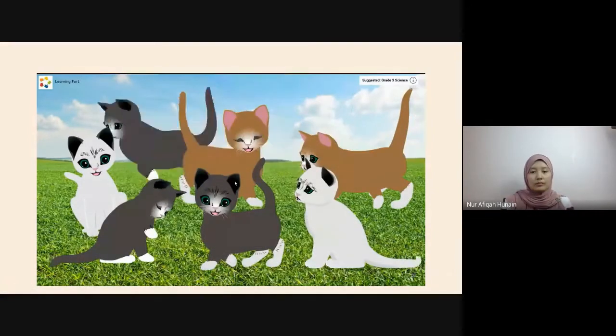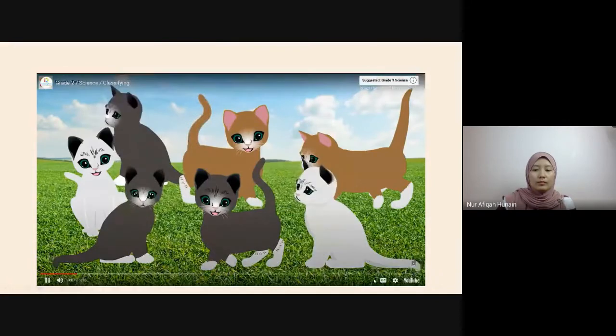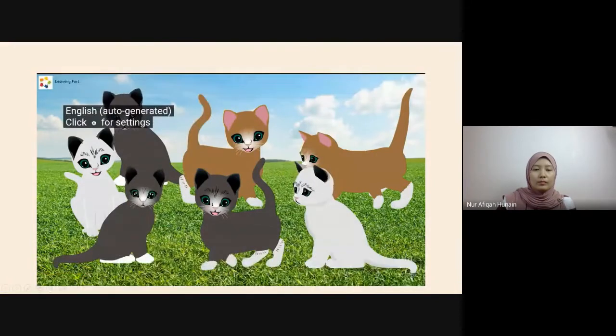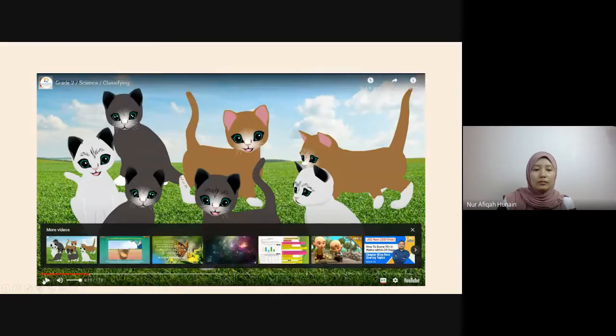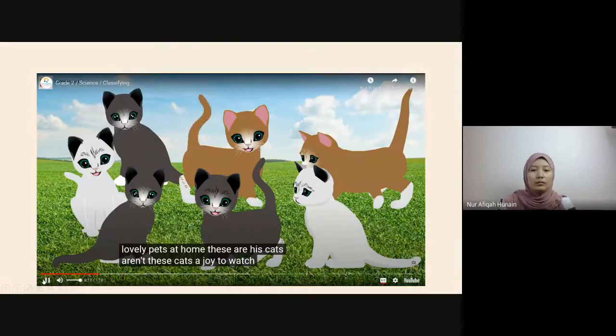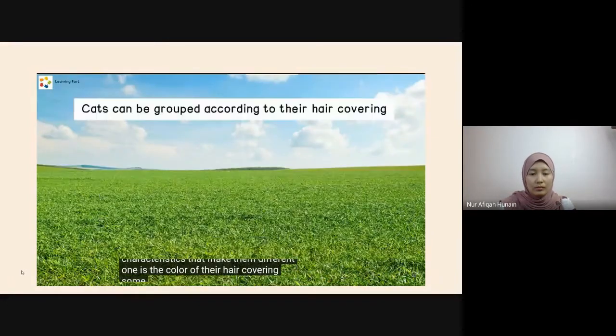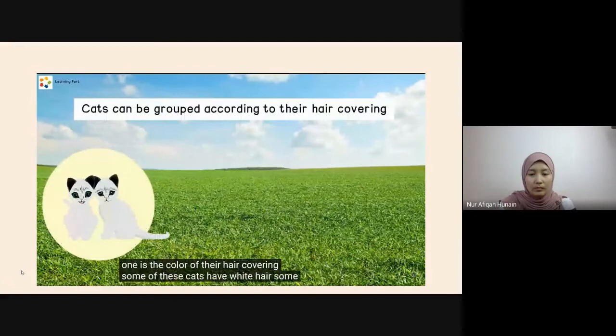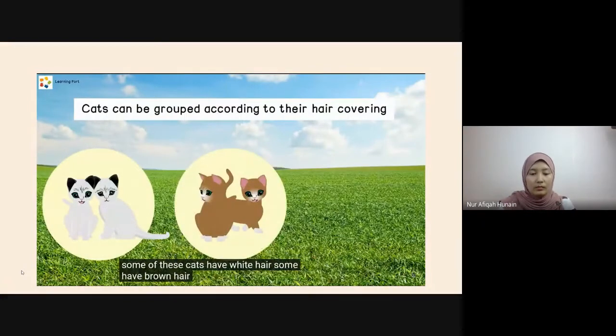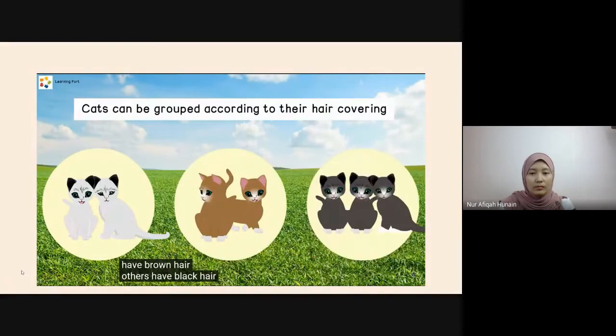Michael has lovely pets at home. These are his cats. Aren't these cats a joy to watch? These are all cats, but there are characteristics that make them different. One is the color of their hair covering. Some of these cats have white hair. Some have brown hair. Others have black hair. We can use color as a characteristic to classify objects.